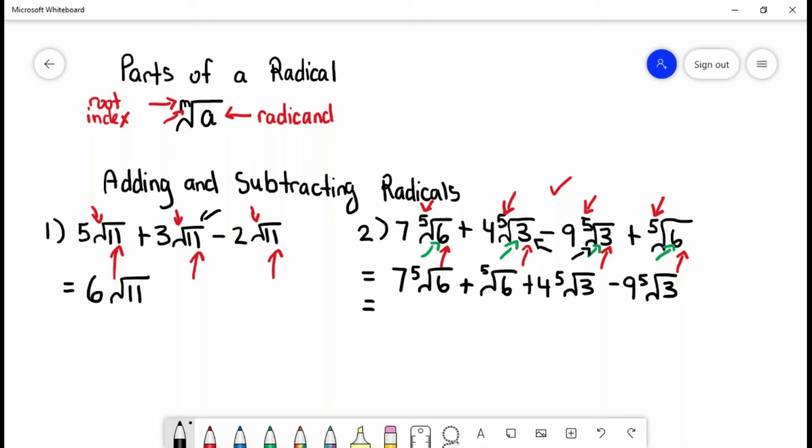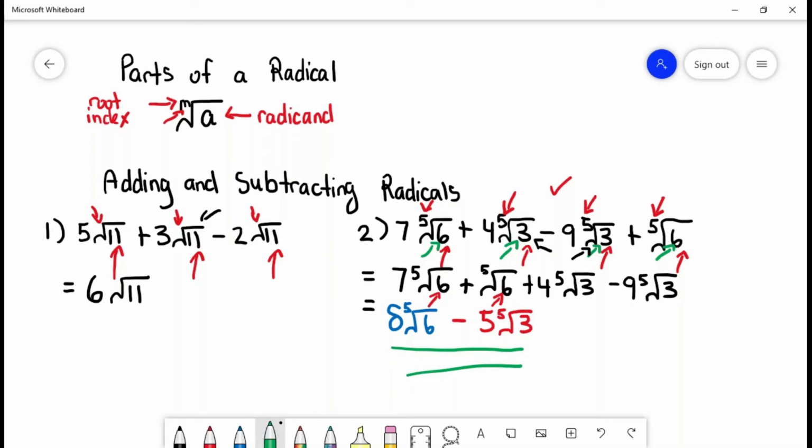As you can see, we have 7 root 6 with root index of 5 plus root 6 with root index of 5. If you add 7 plus 1, which are the coefficients here, we now have 8 root 6 with a root index of 5. And now taking a look at this over here, we have plus 4 root 3 minus 9 root 3 with root index of 5 for both, and they're like terms, so if we combine them, that would equal negative 5 root 3 with root index of 5. And therefore, this is our answer.